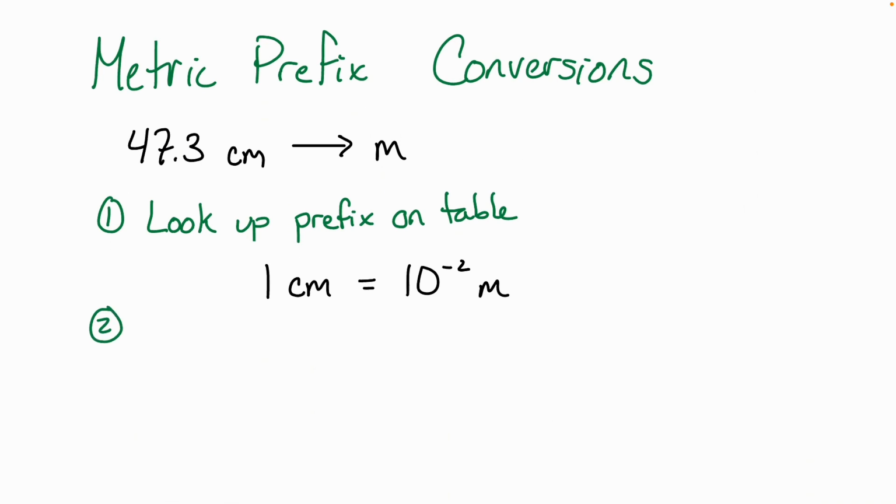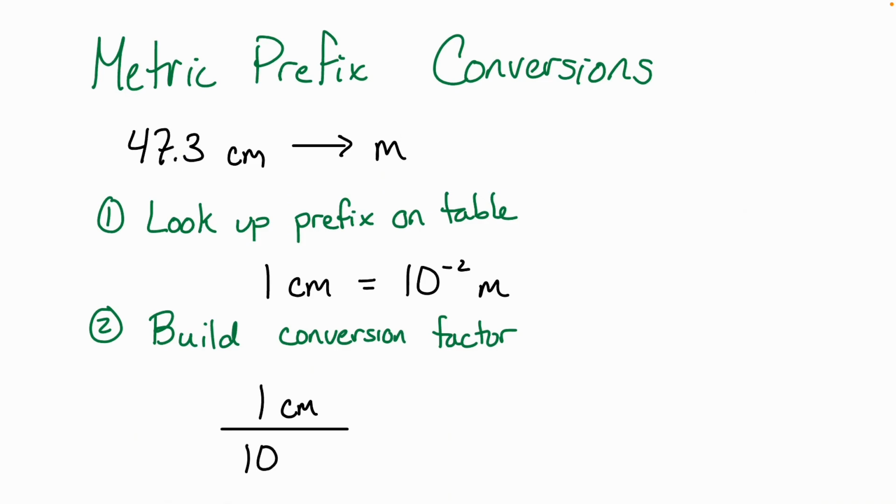Okay? Step 2, we're going to build our conversion factor by stacking one side of this equality on the other. So 1 centimeter over 10 to the negative 2 meters. And notice I am being really good and putting my units down there as well. Don't just have those numbers be naked. That's a great way to look back at your notes and have no idea what that corresponds to.